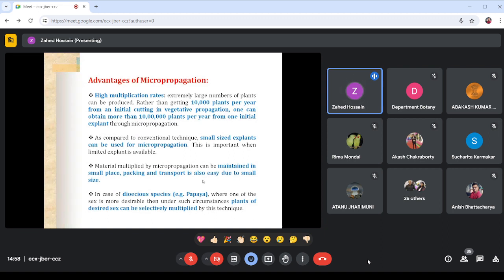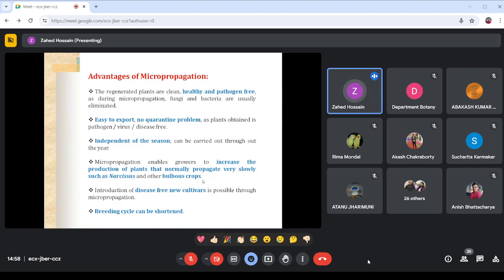So there is a possibility to selectively multiply a desired sex of plant. And obviously the raised plants are healthy and pathogen free, because they are raised through aseptic culture, and easy to export. No quarantine issue is there because it's virus free, and it is independent of season. As I mentioned, throughout the year you can propagate and multiply plants.